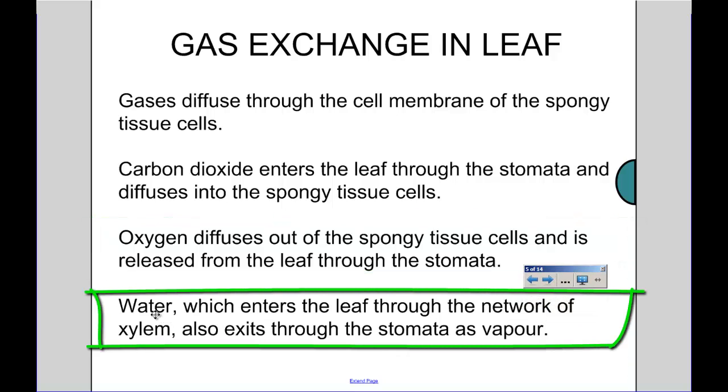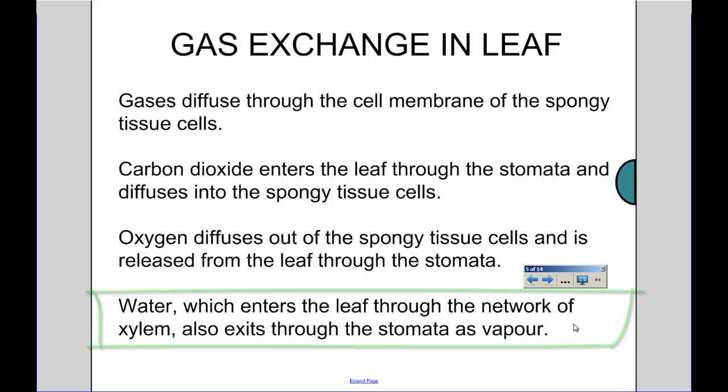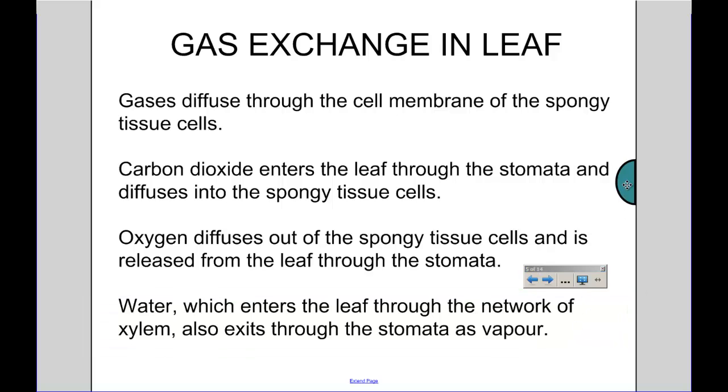Water, which enters the leaf through the network of xylem, so it comes up from the bottom of the plant, also can exit through the stomata as vapor. Now, the word for that is called transpiration, and you talk about that more in Bio 20.